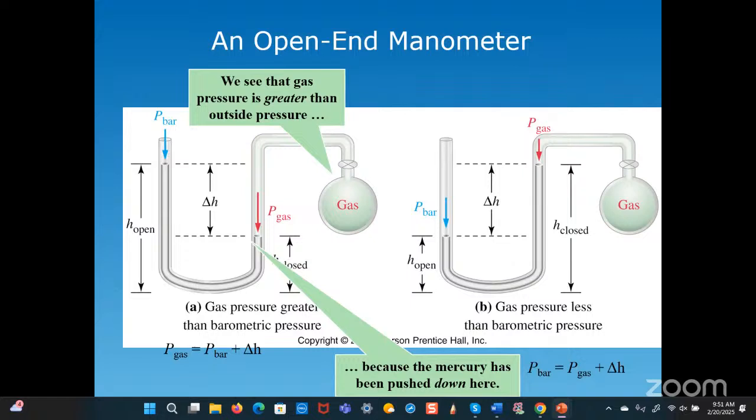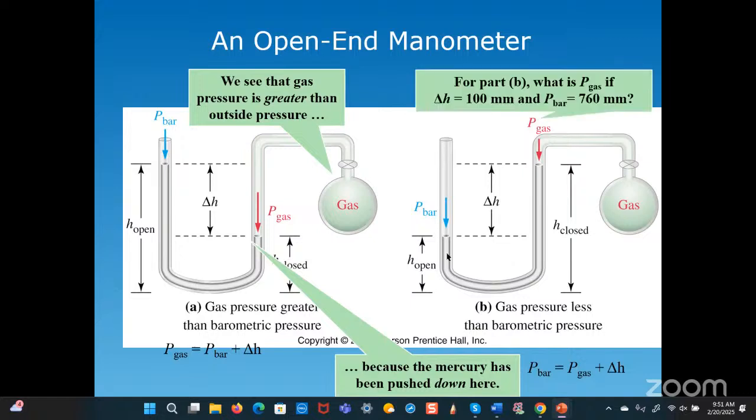Now, in the case of the other setup right here, things are switched in that the mercury level on the open end is lower compared to the mercury level on the end that is connected to the gas container. So what that tells us is that the barometric pressure here would be greater than the gas pressure here, and the difference between those two would be equal to delta h. Therefore, the barometric pressure will be equal to the pressure of the gas plus delta h. So that's the relationship between these two.